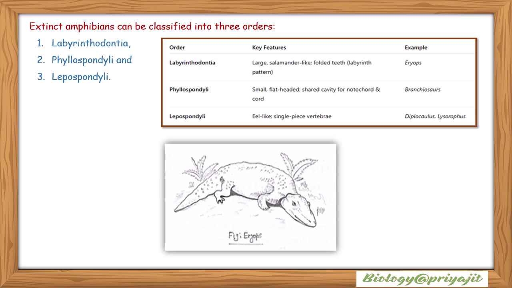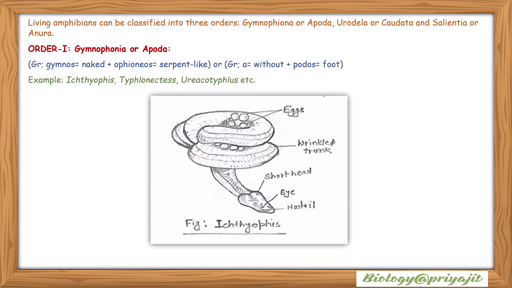Examples are Diplodocus, Lysosaurophus, etc. This is the image of Areops, one example of Labyrinthodontia, an extinct amphibian. Now we'll go for living amphibians, which can be classified into three orders: Gymnophiona or Apoda, Urodela or Caudata, and Salientia or Anura.